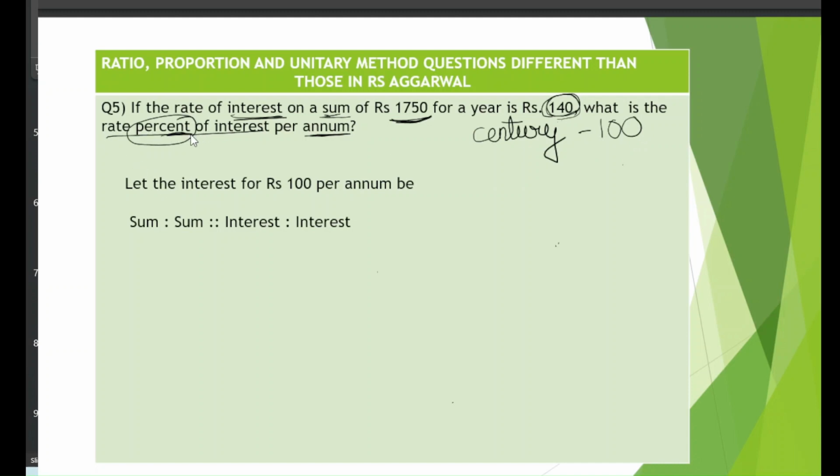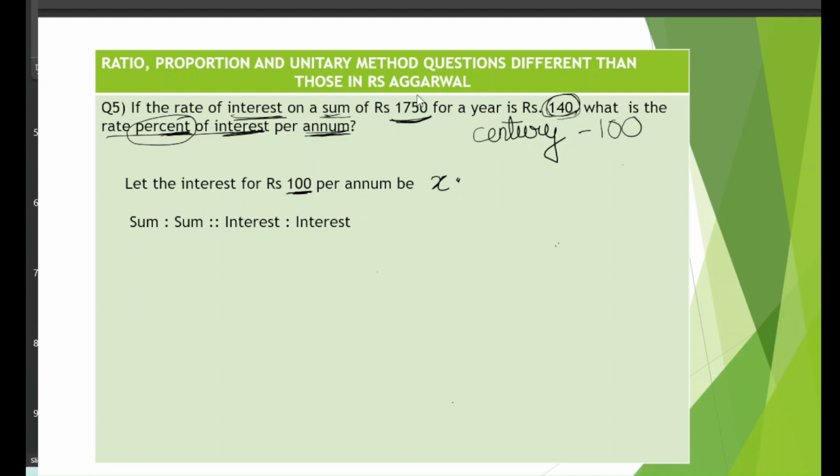So what is the bank paying me? The question is asking what is the interest, what is the reward the bank gives if I or anyone is saving rupees 100 in the account and saving for 1 year. Annum means annually. So for 1 year, if I keep 100 rupees, what is the interest I am getting? The question is asking this. So let the interest for rupees 100 per annum be x rupees, because this is what I'm trying to find out.